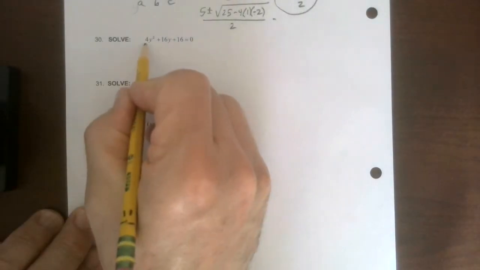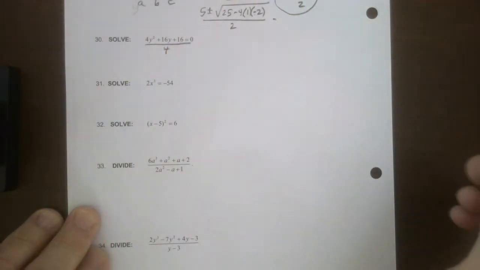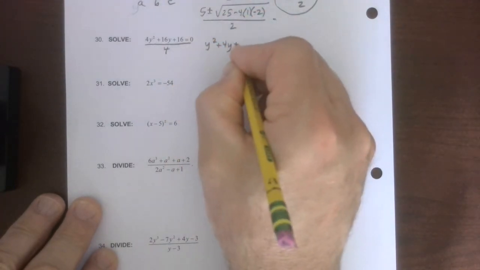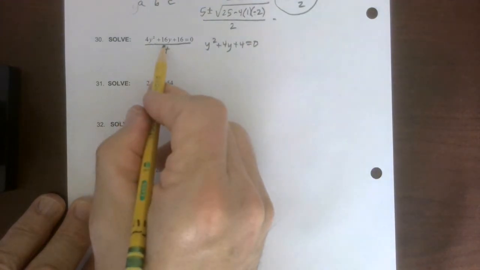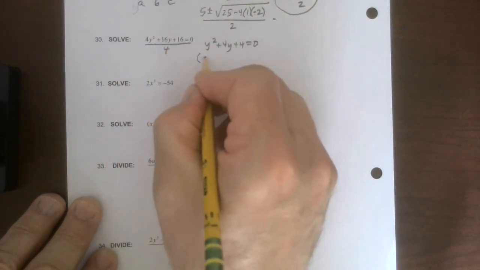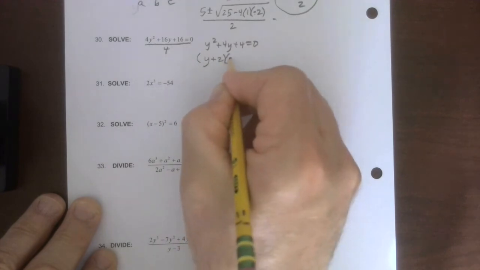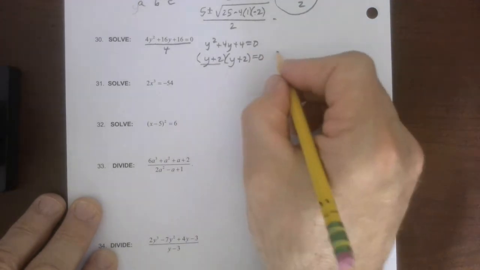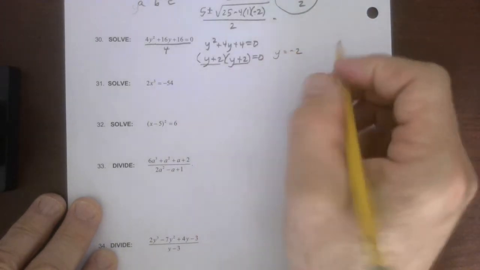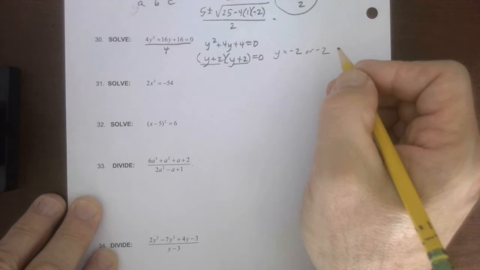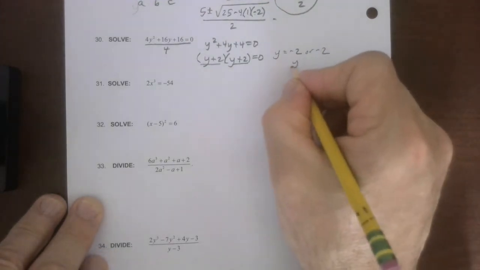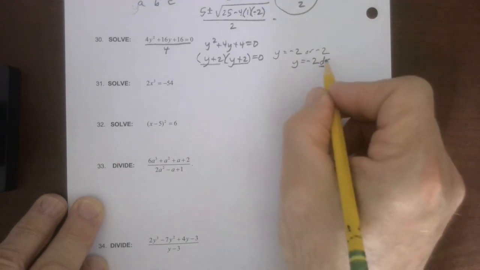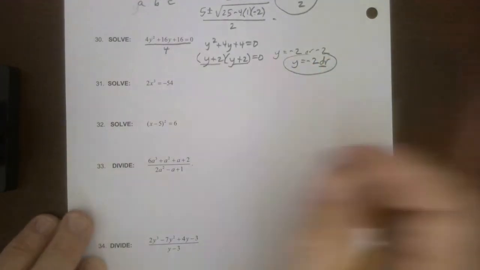Number 30. As you look at it, you should ask yourself, can I divide by 4 just to clean this thing up? And the answer is yes. And if you notice that, then you can say, wait a minute, I can see that I can factor this. So that'd be y plus 2, y plus 2. And so we would look at this and say y could equal negative 2, and there it equals negative 2. Now your answer sheet just says y equals negative 2, but technically it should be negative 2, a double root. So I'll just leave it like that.